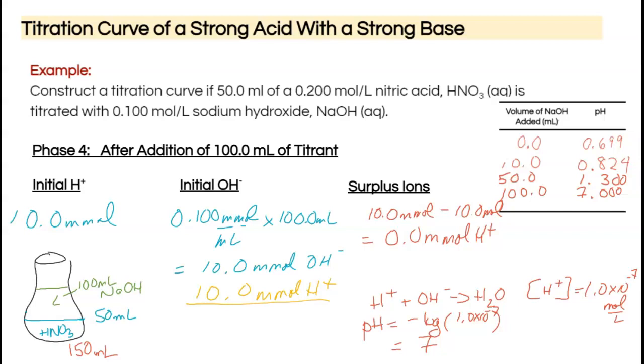So any surplus that we see, this surplus right here, is going to be hydroxide ions. We've neutralized all those hydrogen ions, so the surplus is going to be hydroxide. So I'm going to expect the next pH value that we get in our table to be an alkaline pH value. But let's take a look.